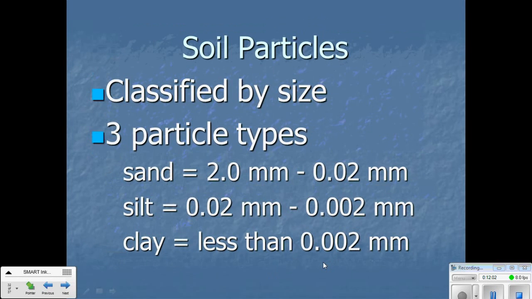Soil particle size. Soil particles are classified by their size, and that's where the name comes from. When you talk about sand at the beach, you're talking about the fact that the grains are 2 millimeters to 0.02 millimeters. You're not just saying, oh, there's sand at the beach. You're talking about the actual size of the particle. And then as it gets smaller, it changes name to silt. And then, when it's even smaller than 0.002 millimeters, it's called clay. When you feel clay between your fingers, it's sort of soft because the particles are so small.